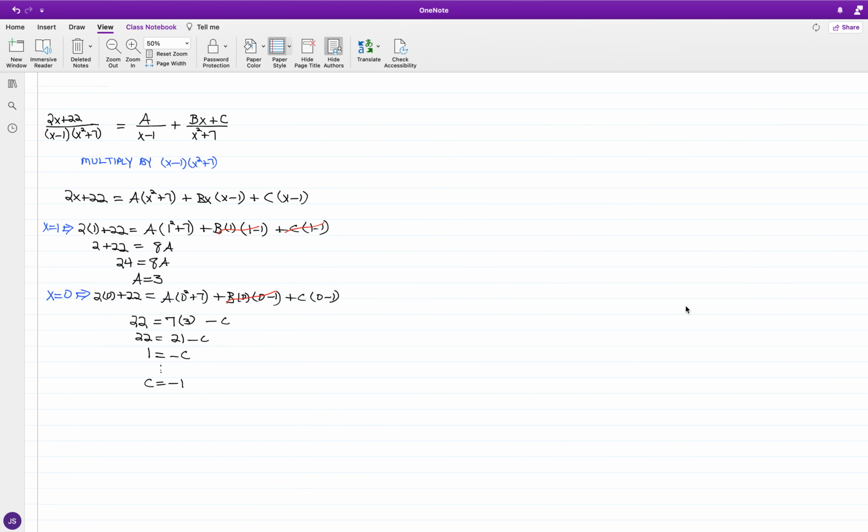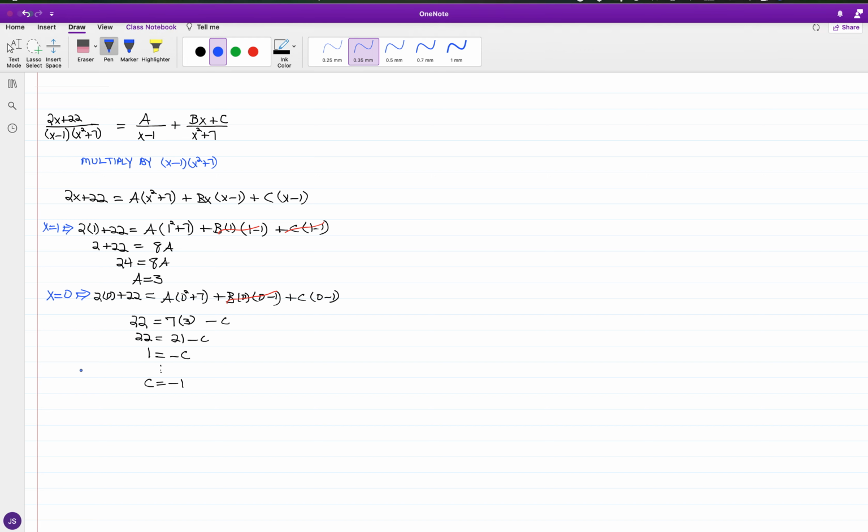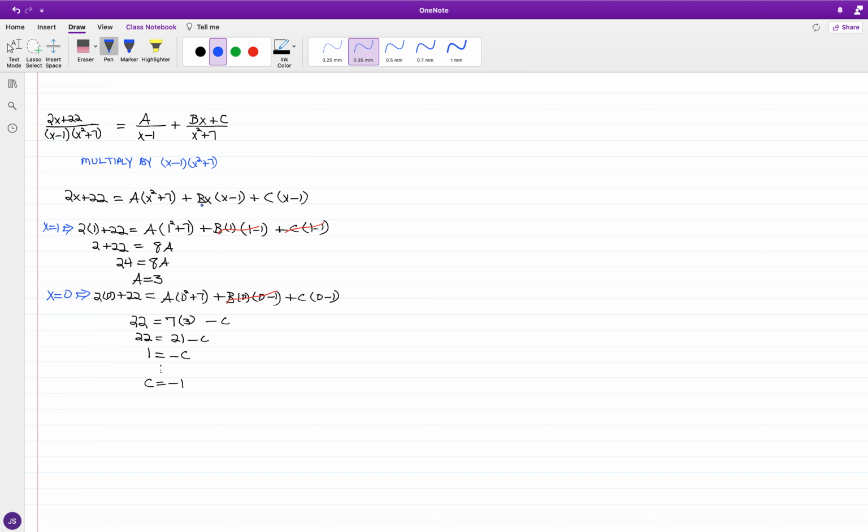And in taking what we have now, we were able to utilize the zeros from x and x minus 1. Now, I don't have any more real zeros that I can use, so I'll just choose a number arbitrarily to set the stage and solve for b. And I'll tell you what, we'll go with, say, x equal to 2. So we have 2 times 2 plus 22 is equal to a times the quantity of 2 squared plus 7. Again, adopting what I have from the setup. And bx, again, we have b times 2, and we have times x minus 1, which would be 2 minus 1. And we have plus c times the quantity of 2 minus 1.